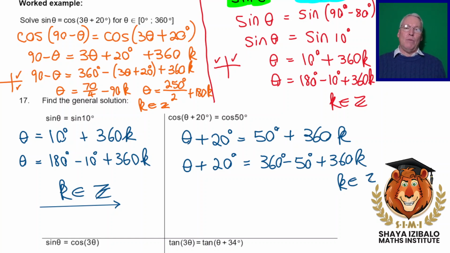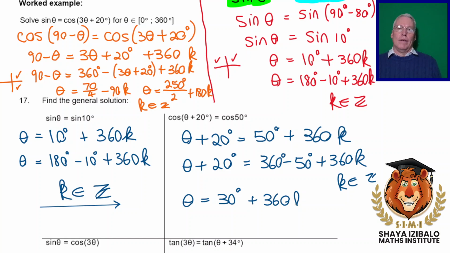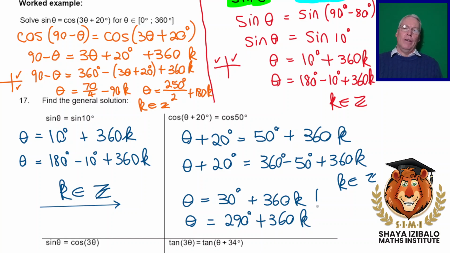Okay, and let's just see what these simplify to. This one simplifies to theta is 30 degrees plus 360k. And this one simplifies to, we've got 360 minus 50, that's 310. Take away 20, we've got 290 plus 360k. This is the general solution to that equation.